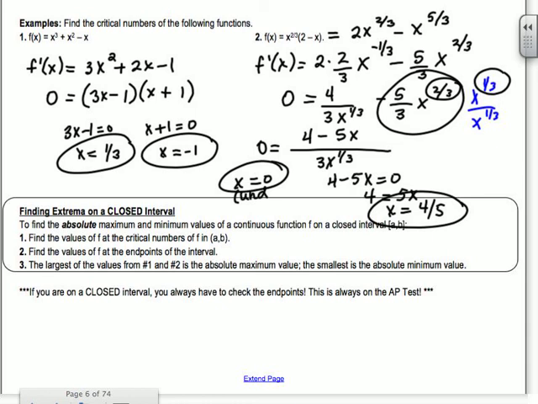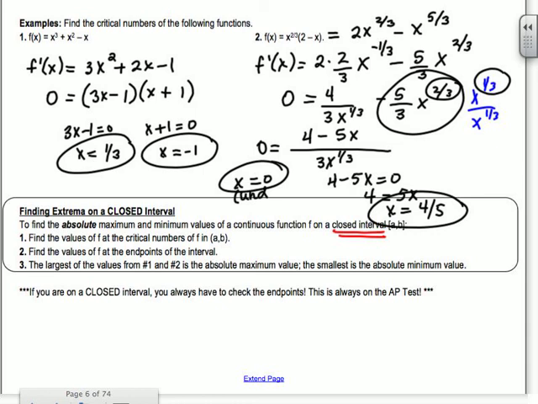Okay, so we talked a little bit about when you have a closed interval. So when it's not going off in both directions, when it's just closed, like your graph stops. So it says to find the absolute maximum and minimum values of a continuous function on a closed interval. So that's very important. 1, you find the values of f at the critical numbers. So you kind of find how high and low it went at each hill and valley. 2, you find the values of f on the endpoints. 3, the largest of the values from 1 and 2 is the absolute max. So the largest y value is absolute max. And the smallest is the absolute min.